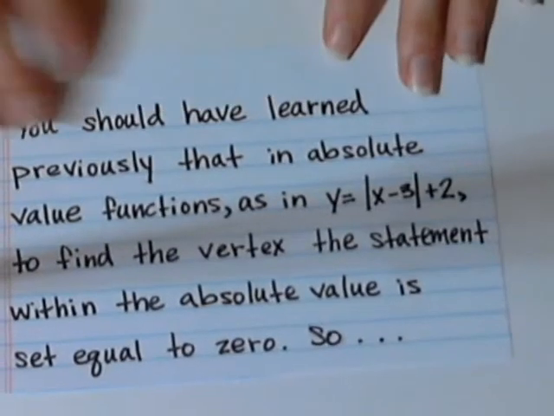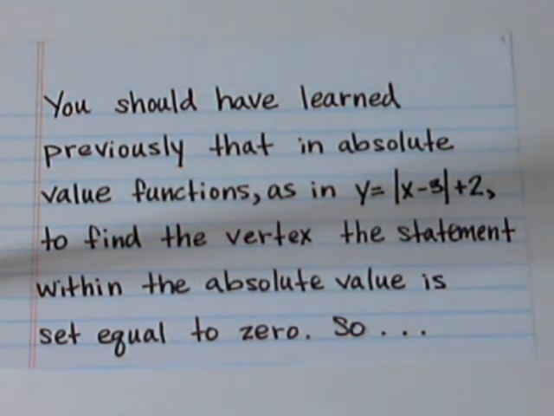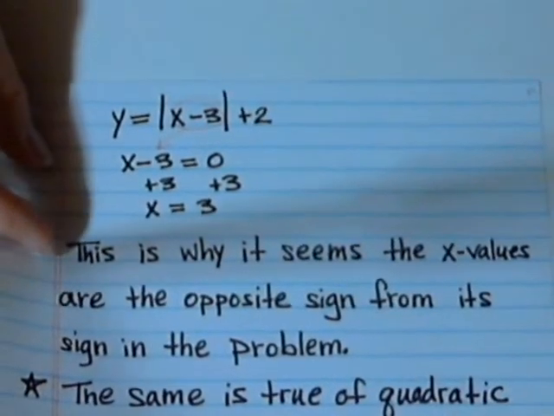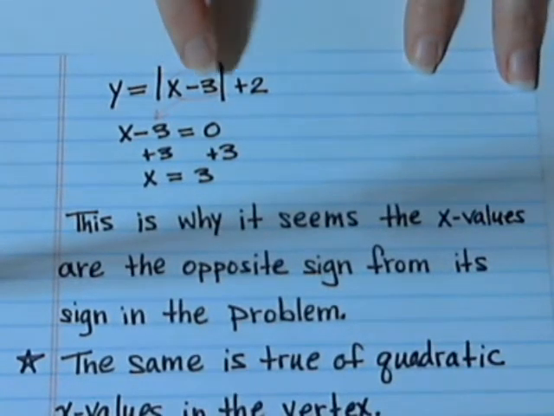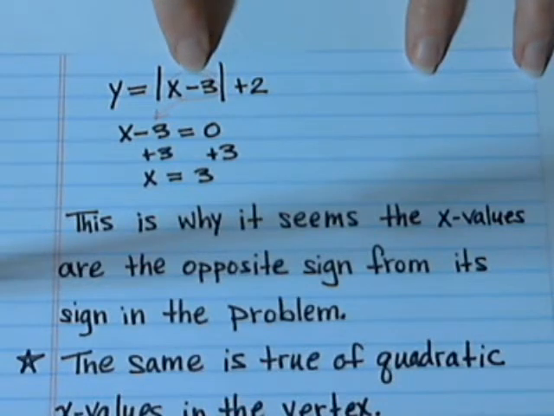Now, why do those signs change from our vertex form? You should have learned previously in Algebra 1 that in absolute value functions, as in y equals the absolute value of x minus 3 plus 2, to find the vertex, the statement within the absolute value is set equal to 0. So why did the vertex of this equation have (3, 2) as our vertex? Why wasn't it (-3, 2)?